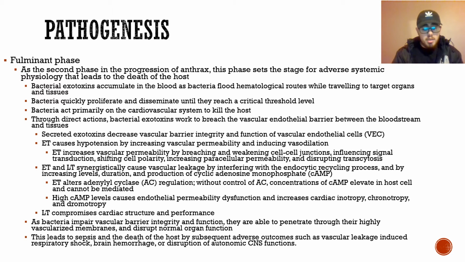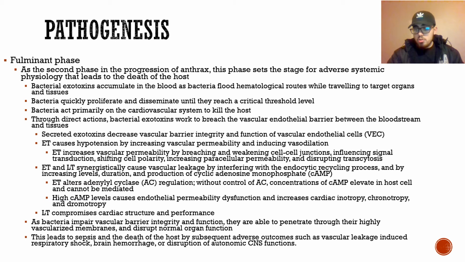Edema toxin and lethal toxin synergistically cause vascular leakage by interfering with the endocytic recycling process and by increasing levels, duration, and production of cyclic adenosine monophosphate, or cAMP for short. And endocytic recycling is basically cells internalizing extracellular material. This removal of membrane obviously has to be balanced, so it goes through endocytic recycling. All the removed plasma membrane will come back and be recycled basically.